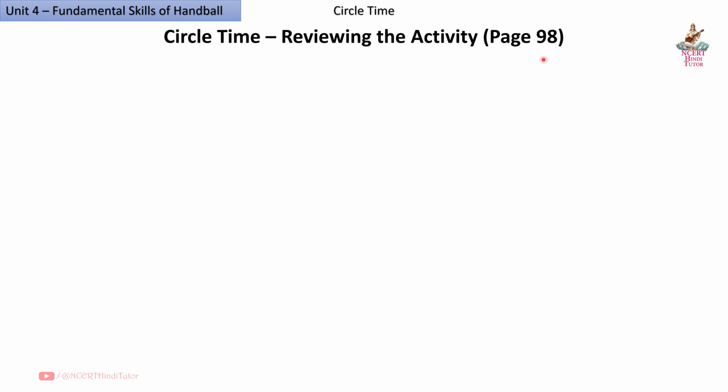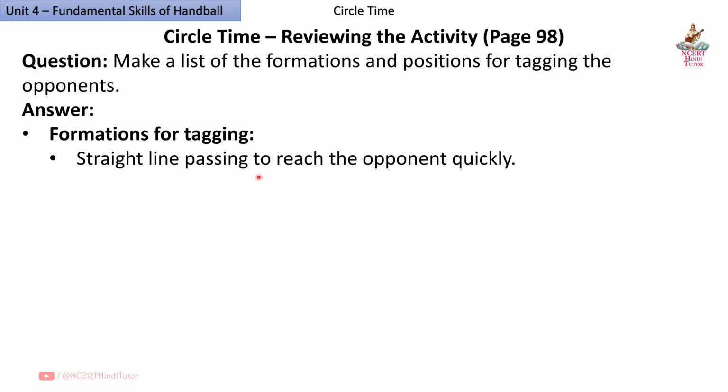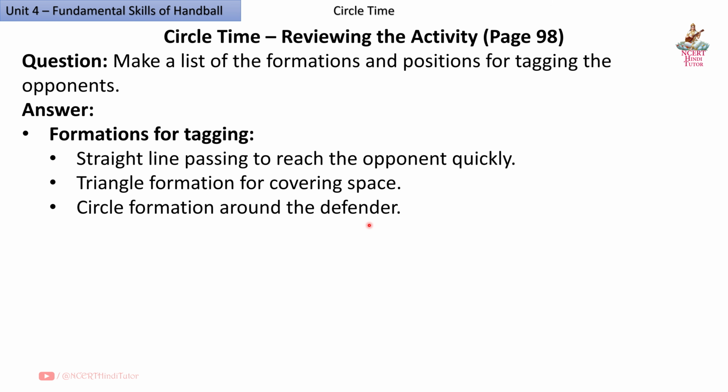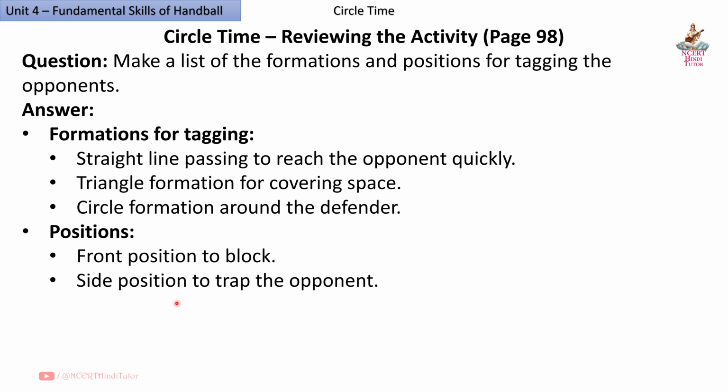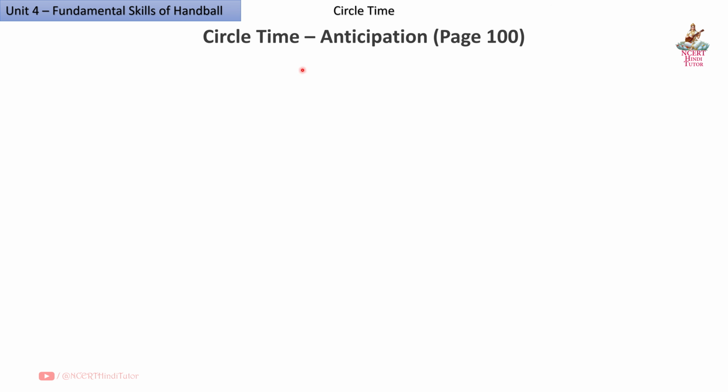Circle time, reviewing the activity, page 98. Question. Make a list of the formations and positions for tagging the opponents. Answer. Formations for tagging: straight line passing to reach the opponent quickly, triangle formation for covering space, circle formation around the defender. Positions: front position to block, side position to trap the opponent, rear position to tag from behind when they move forward.